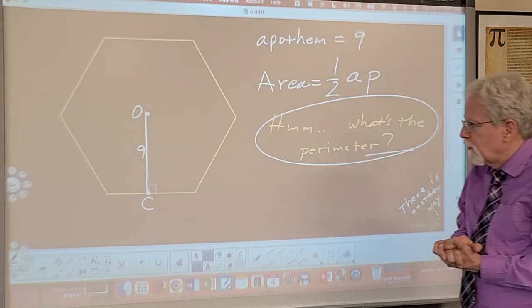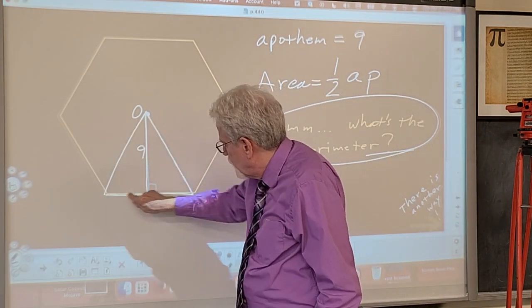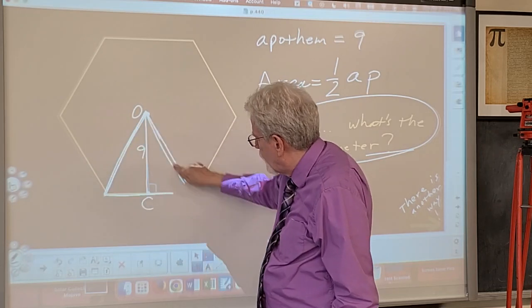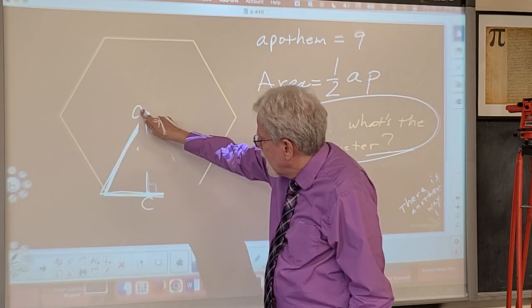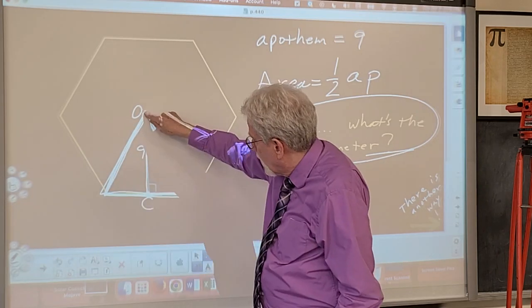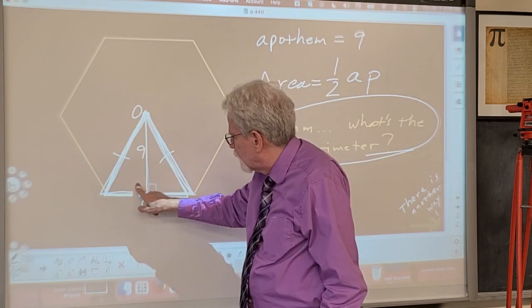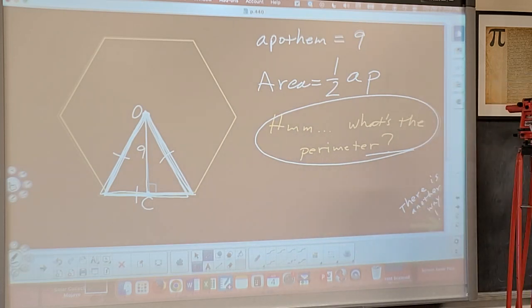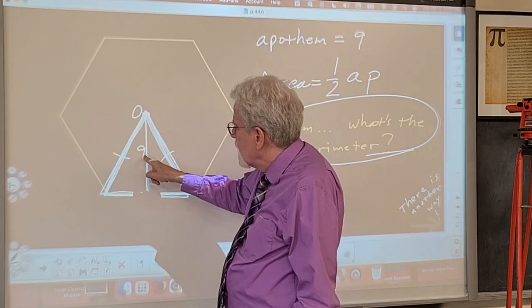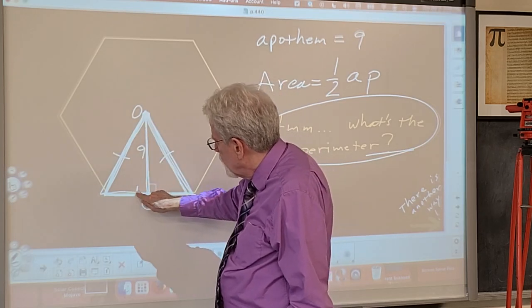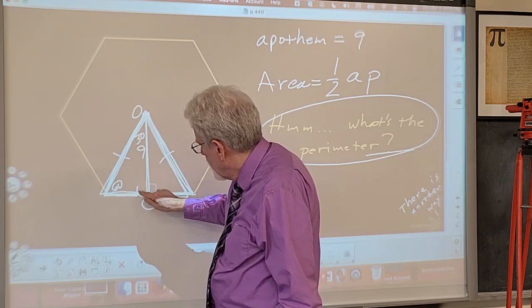Okay, here's how we get the perimeter. This is what's really special about hexagons. Regular hexagons are super special. With a regular hexagon, if you take a radius and another radius and a side, you will always get an equilateral triangle. Cool! Well, if that's an equilateral triangle, and that's 9, do you remember how to go from long leg to short leg of a 30-60 triangle?